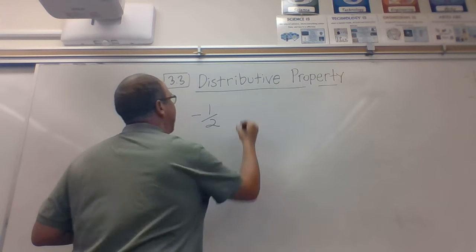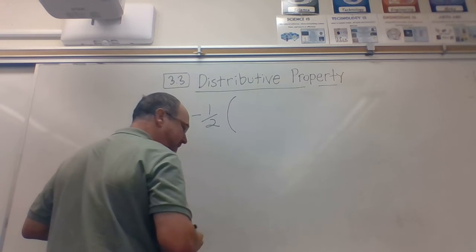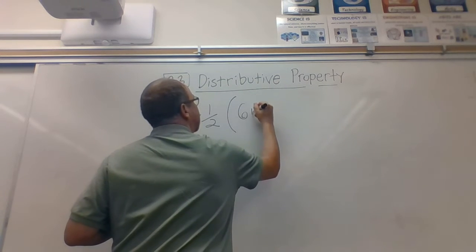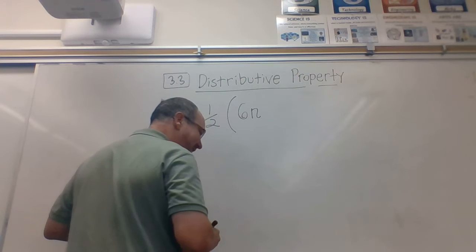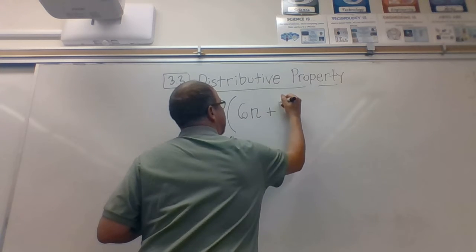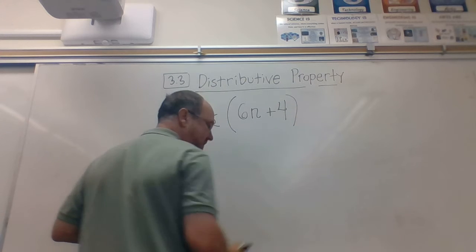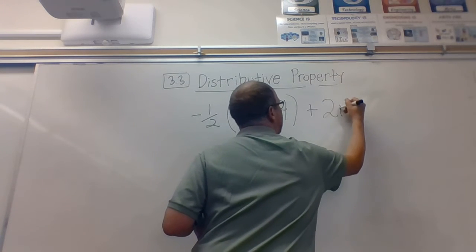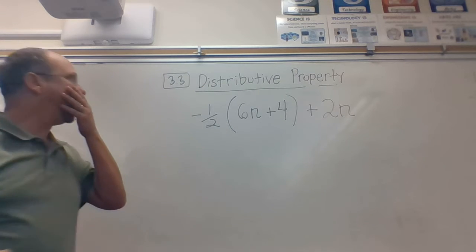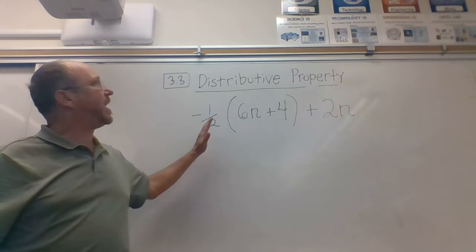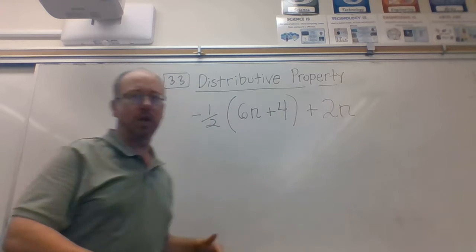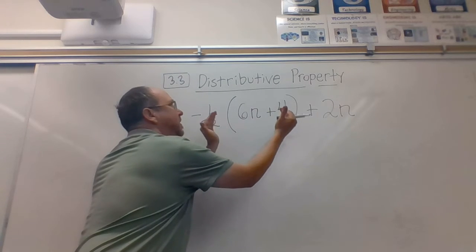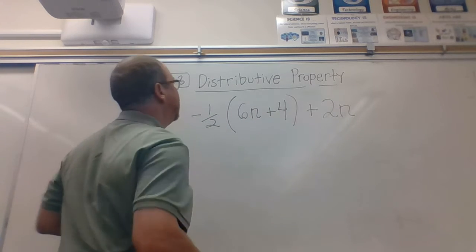All right, here you have a -1/2 multiplied by the expression 6n plus 4. N is just a variable. Any letter can be a variable. Plus 2n. Okay, so is the -1/2 distributed to everything? No, it's distributed to what is in the parentheses, the 6n plus 4.